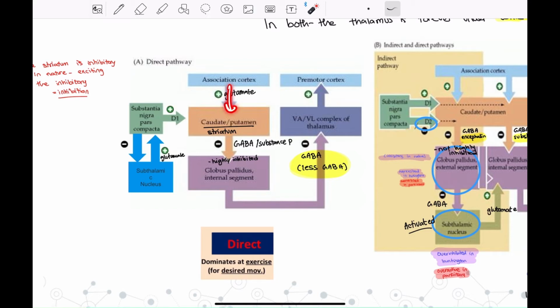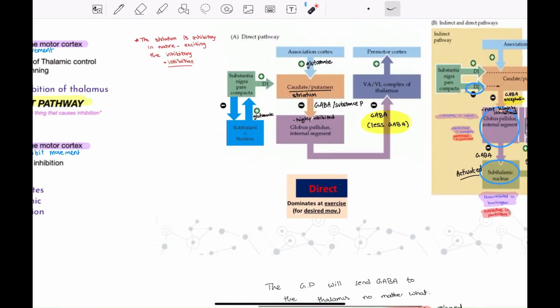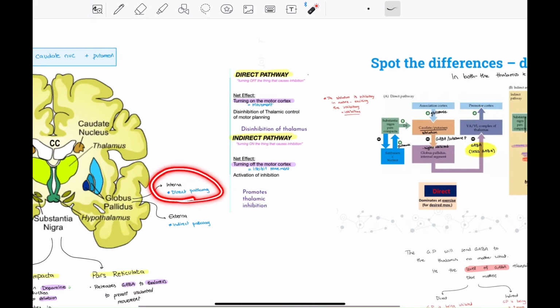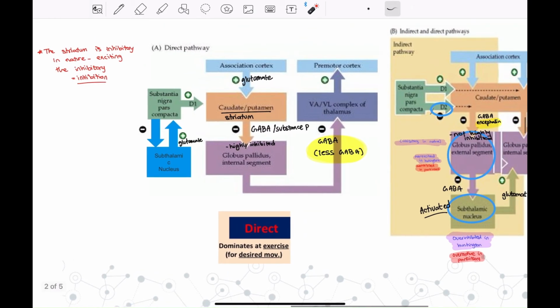Why? Because if I am exciting something that's going to secrete GABA, that means it's going to secrete a lot of GABA, a lot more GABA. So what's after it is going to be inhibited. This is exactly what's happening over here. You're getting glutamate and dopamine from both of these structures, and they're going to the striatum, which is inhibitory. So it's going to secrete a lot of GABA, and it's going to inhibit the next structure, which is the globus pallidus internus. And we just said that the globus pallidus internus is involved in the direct pathway. Did you get it? Okay.